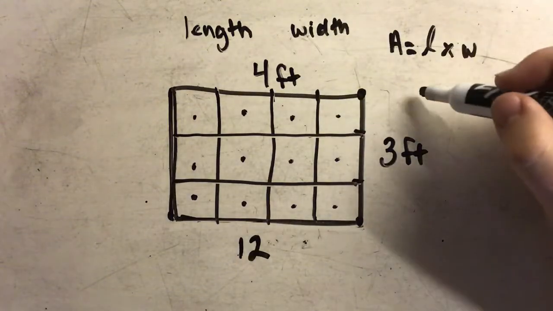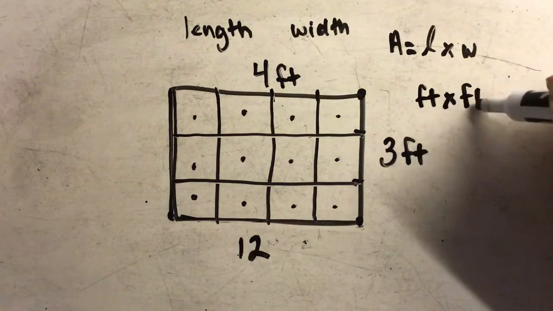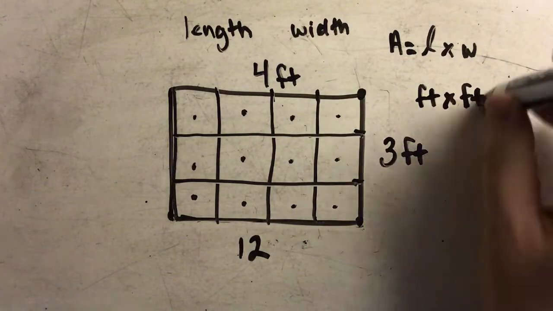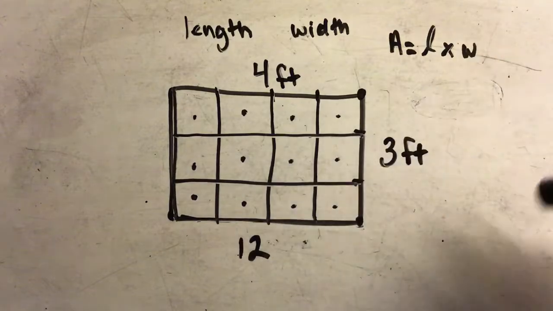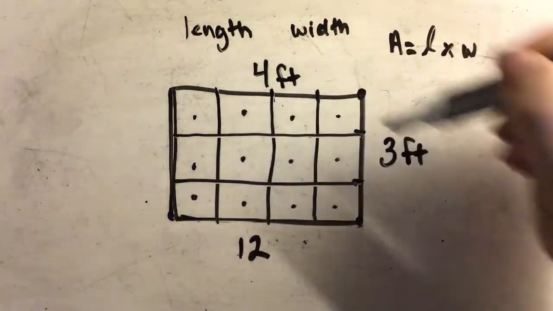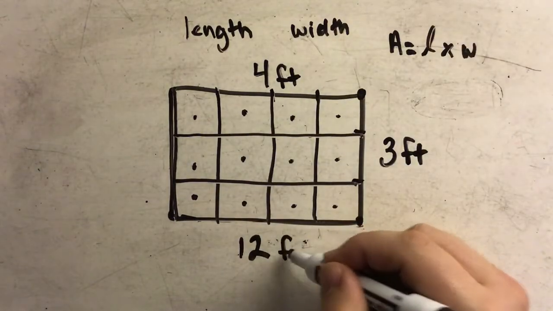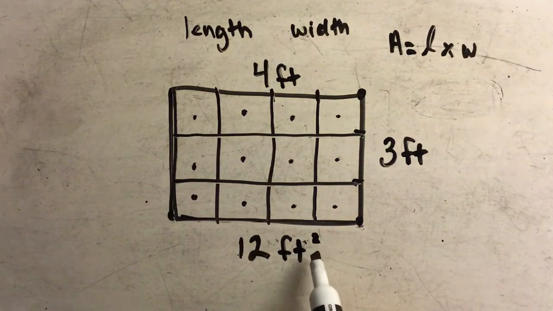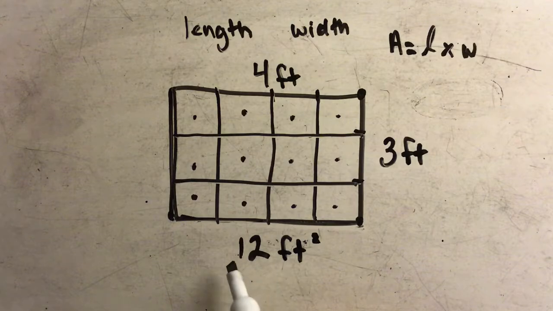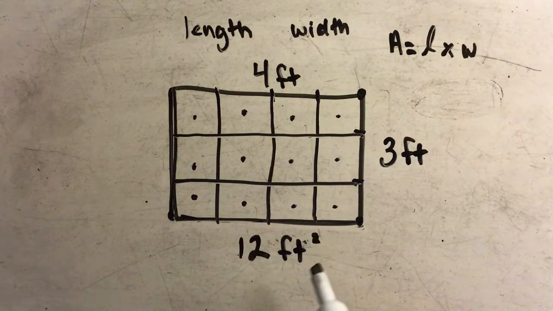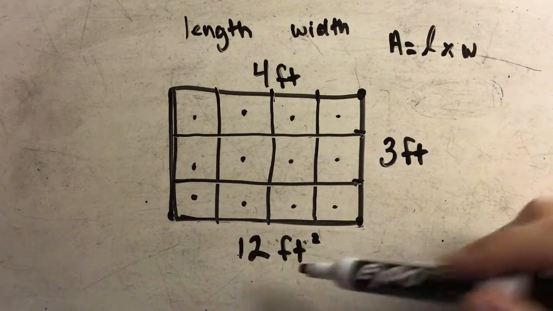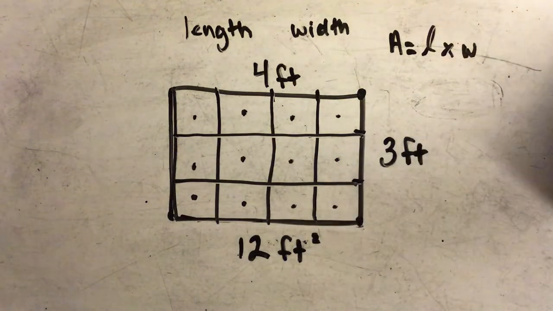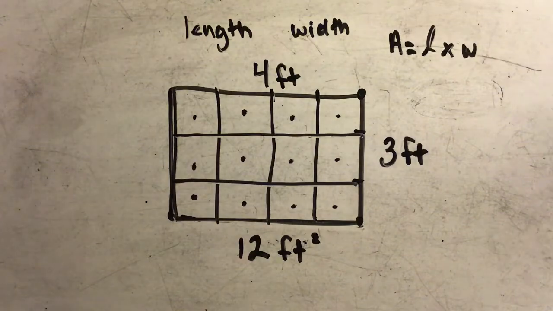And since I can't really multiply feet times feet, like I multiplied 4 times 3, I need to write that unit a little differently than I would write it if I was just writing the length or the width of one side. I'm instead going to write it as feet with a little exponent of 2. So I would say 12 feet to the second power. But there's another way that I can read that as well. I would read that as 12 feet squared or 12 square feet.